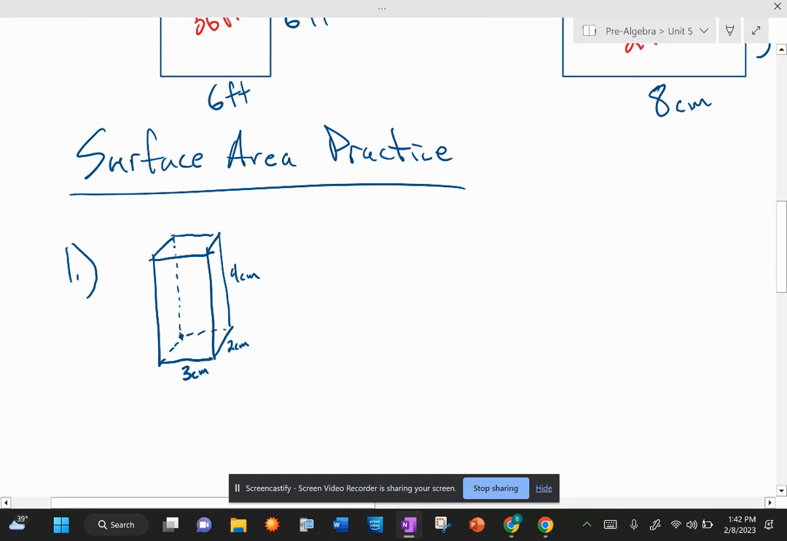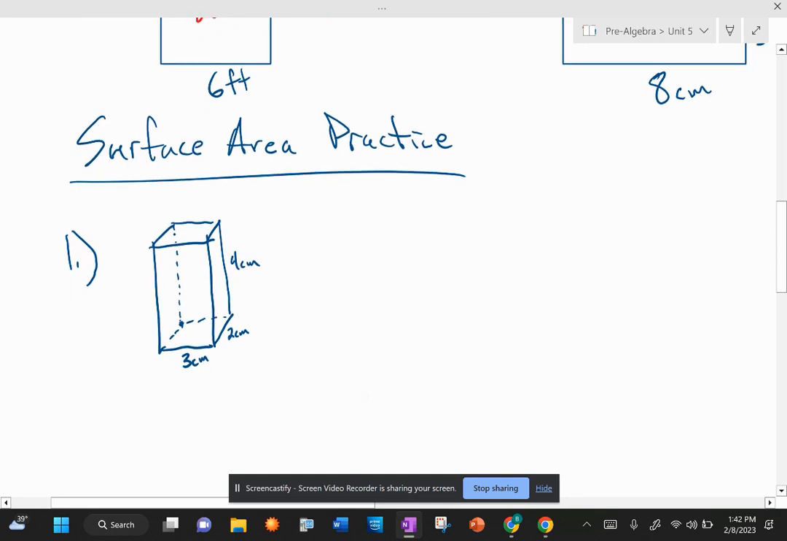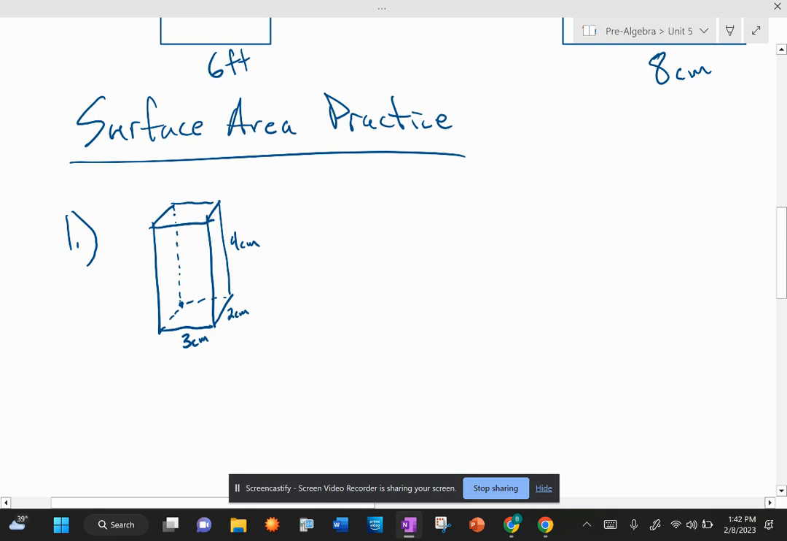All right, surface area practice. Surface area is, first, before I hear it, surface area is not length times width times height. That is volume. Length times width times height will give you the measurement of the inside of a three-dimensional shape. Okay, surface area is a little different.